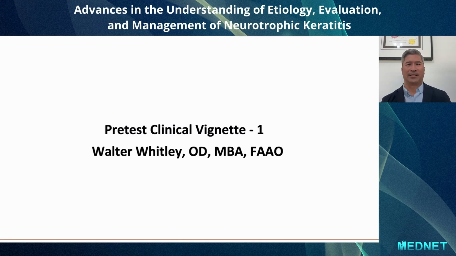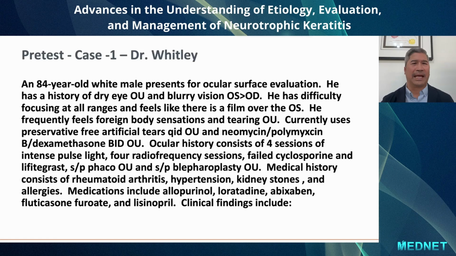So here's our pre-test clinical vignette. Here is an 84-year-old white male who presents for ocular surface evaluation. He has a history of dry eye in both eyes, blurry vision, left eye worse than the right, difficulty focusing at all ranges, and feels like there's a film over the left eye. He frequently feels foreign body sensations and tearing, currently uses preservative-free artificial tears 4 times a day, and uses combination neomycin, polymyxin B, and dexamethasone twice a day.